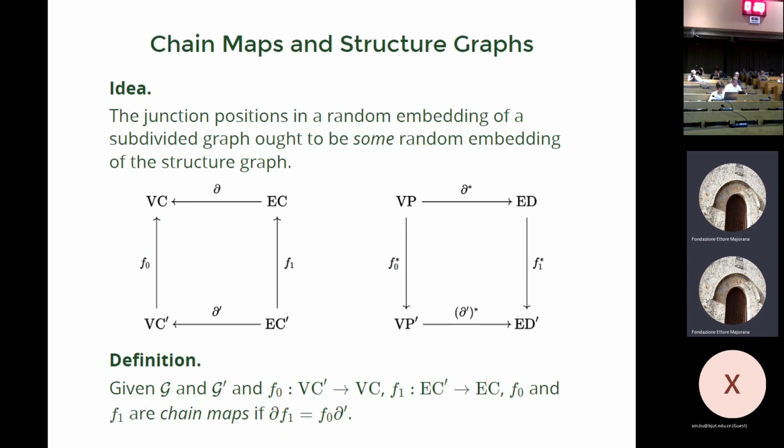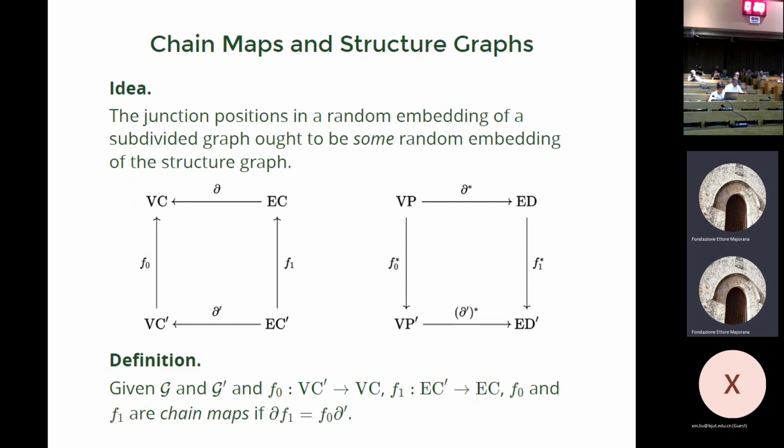So then we spent a very long time figuring out, okay, this seems clear. How do you implement it? What does that really mean? What do you mean by a structure graph, a subdivided graph? How do you actually encapsulate this into the theory? And here's what we came up with. We say, okay, the VC prime and the EC prime, think of that as the structure graph. And then the VC and the EC are the actual subdivided graph.